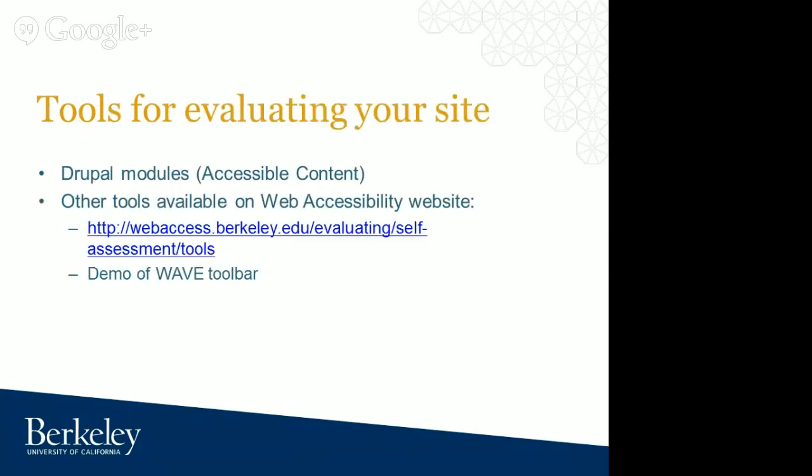Oh, yeah, so tools for evaluating. I actually don't know a whole lot about this accessible content module. Go for it. So the accessible content module is under some pretty heavy development these days. What it does is allow you to evaluate the accessibility of your theme and also of user-generated content right in the WYSIWYG editor. It's a plugin.